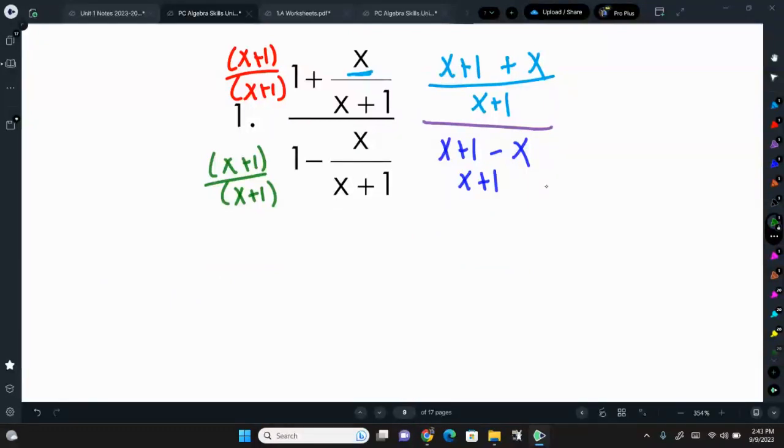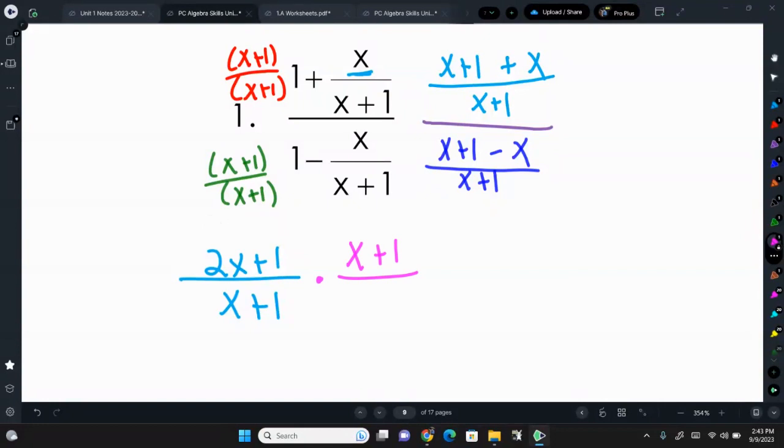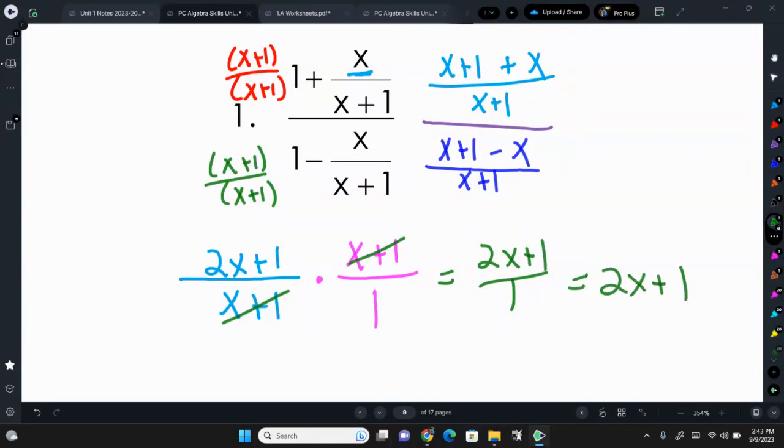So in the light blue, we have x. We have x plus 1 plus x, so that's going to be 2x plus 1 over x plus 1. And then the other fraction, we got to flip it, so we have x plus 1 over x plus 1 minus x is just 1. Well, we have an x plus 1 factor in the numerator and denominator. So this is now going to be 2x plus 1 over 1. And we know we don't need to write over 1. So our answer is 2x plus 1.